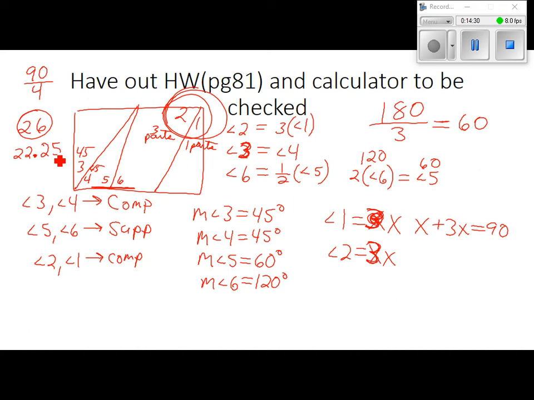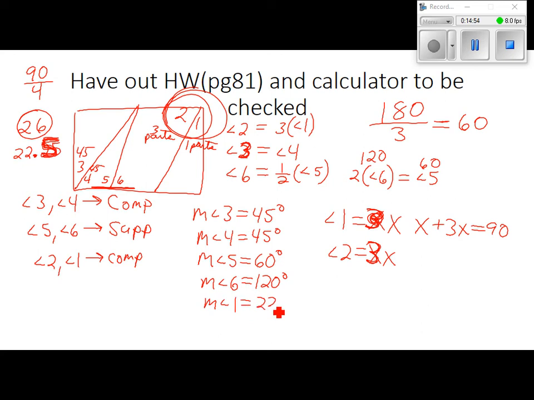So 3 parts. What are we going to do to get 3 parts? Did I do that right? No, 22.5. Keep lying to me. Yeah, 22.5. 1 part is 22.5, so what's the measure of angle 1?